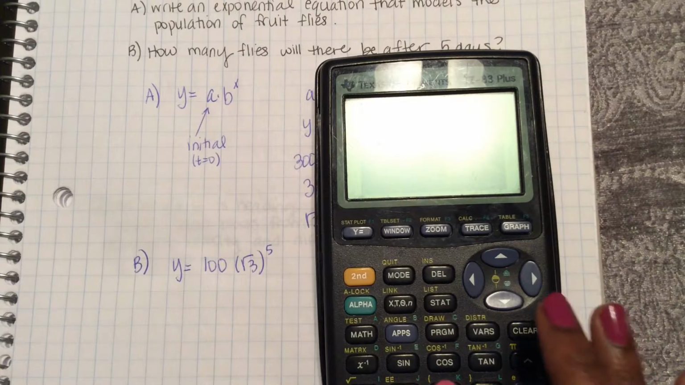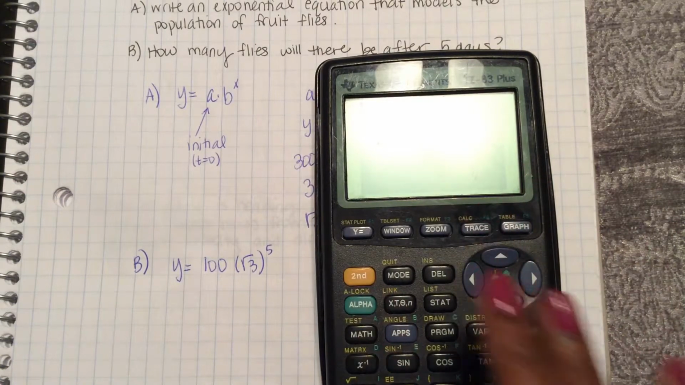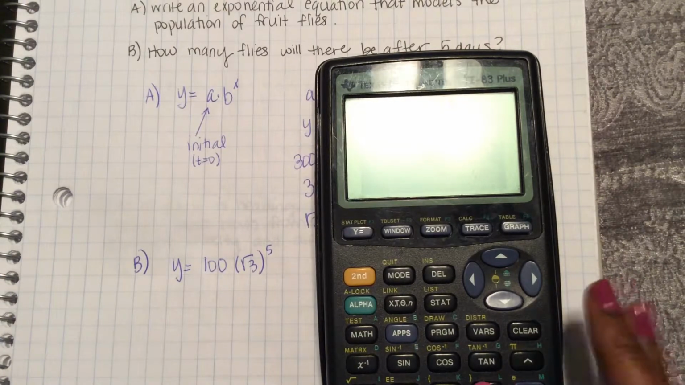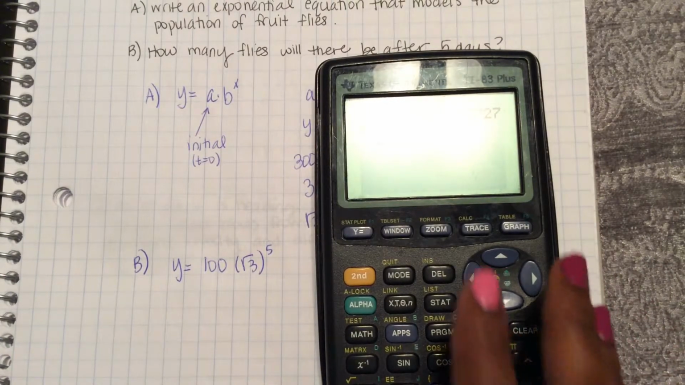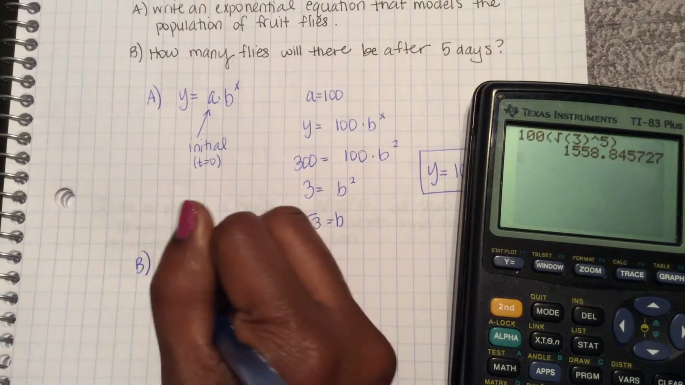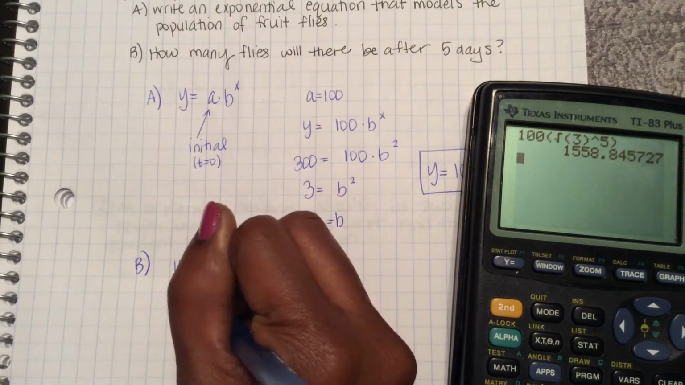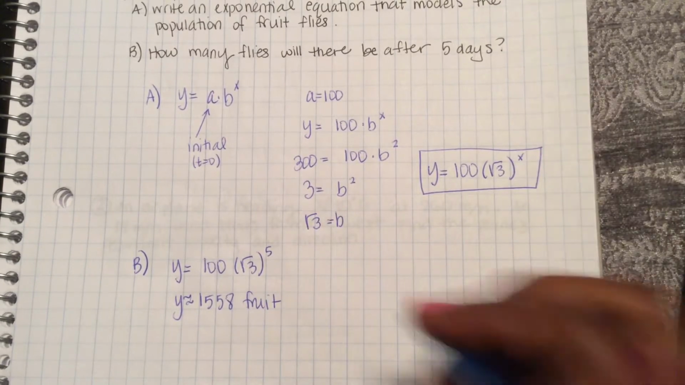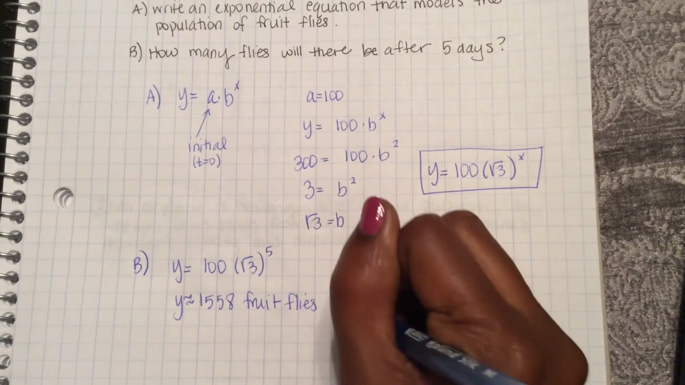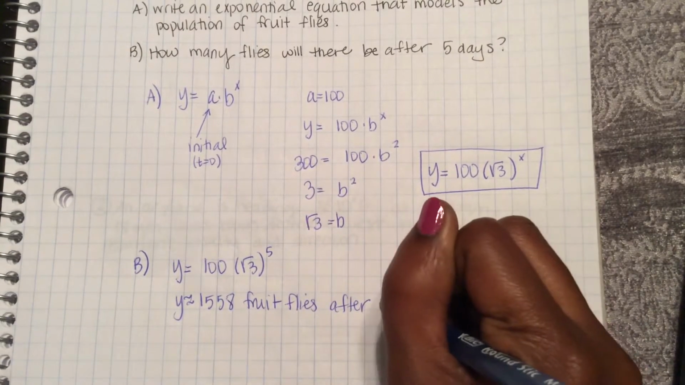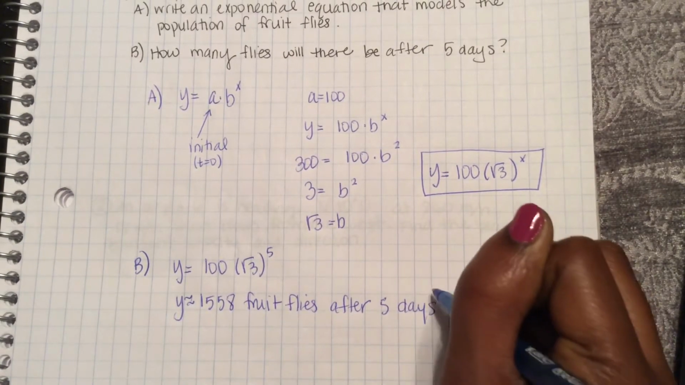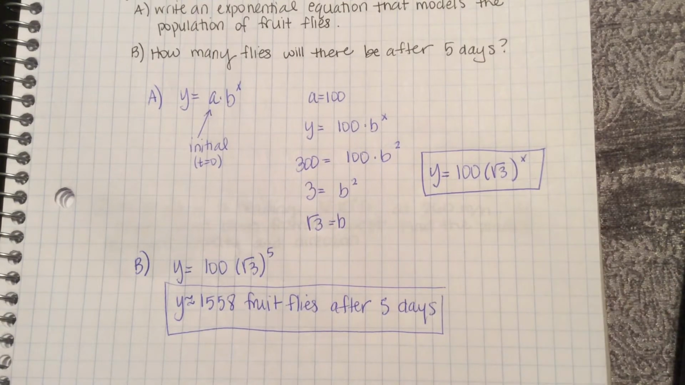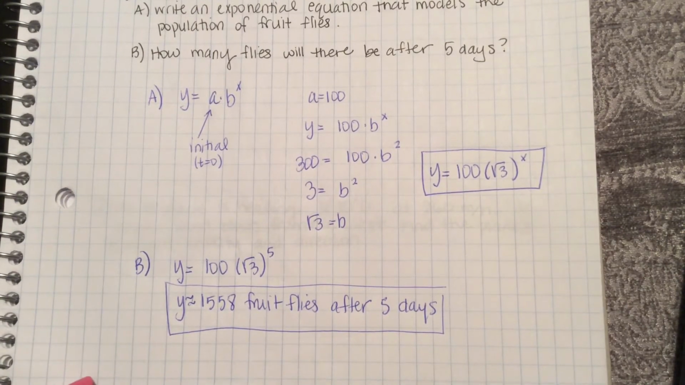100 times square root 3 to the 5th power. There's going to be approximately 1,558 fruit flies after 5 days. So remember, when we're answering real life problems, applications, your answer should be in a complete sentence.